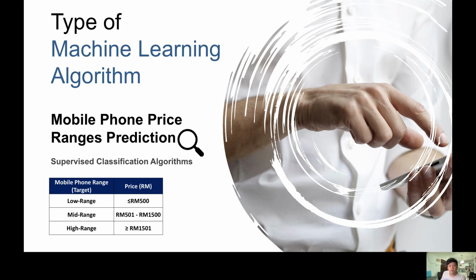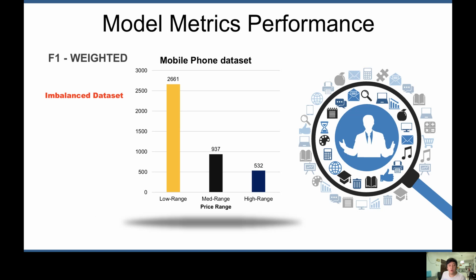Our meaning of the price range is less than 500 ringgit for low range, 501 ringgit to 1,500 for mid range, and above 1,501 ringgit will be the high range. And for our choice of metric to evaluate the model's performance, we will be using F1 weighted score because our data set is highly imbalanced. So F1 weighted score is the choice of scoring to avoid the shortcoming of the accuracy metric on evaluating the imbalanced data set.